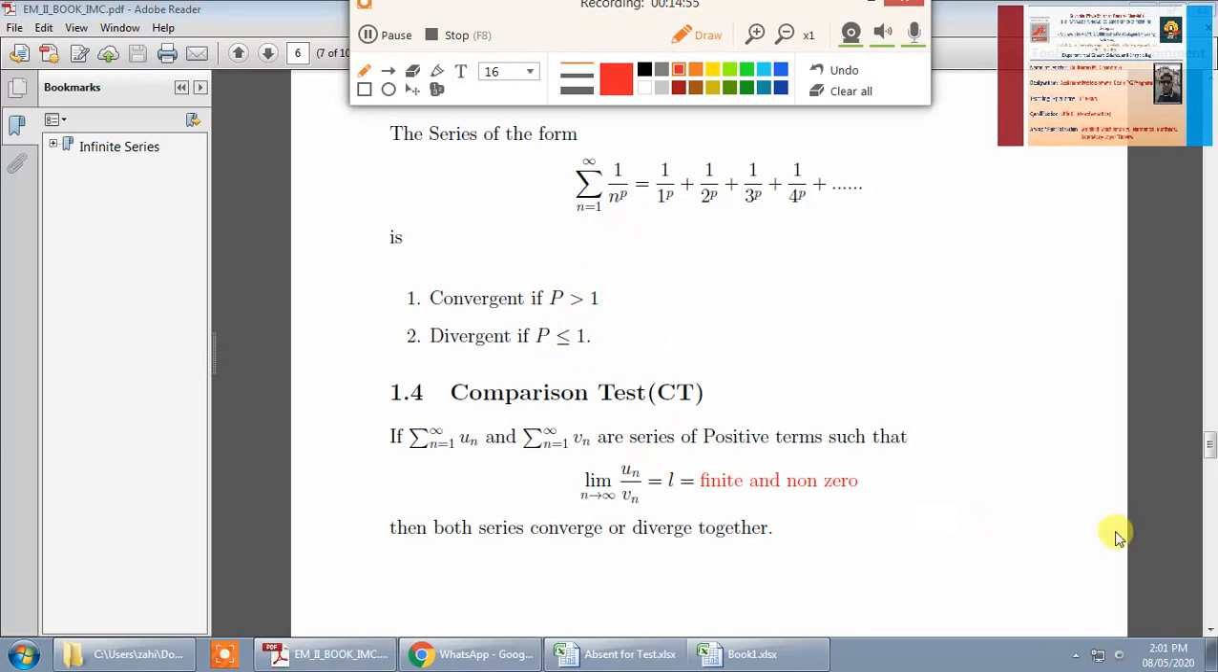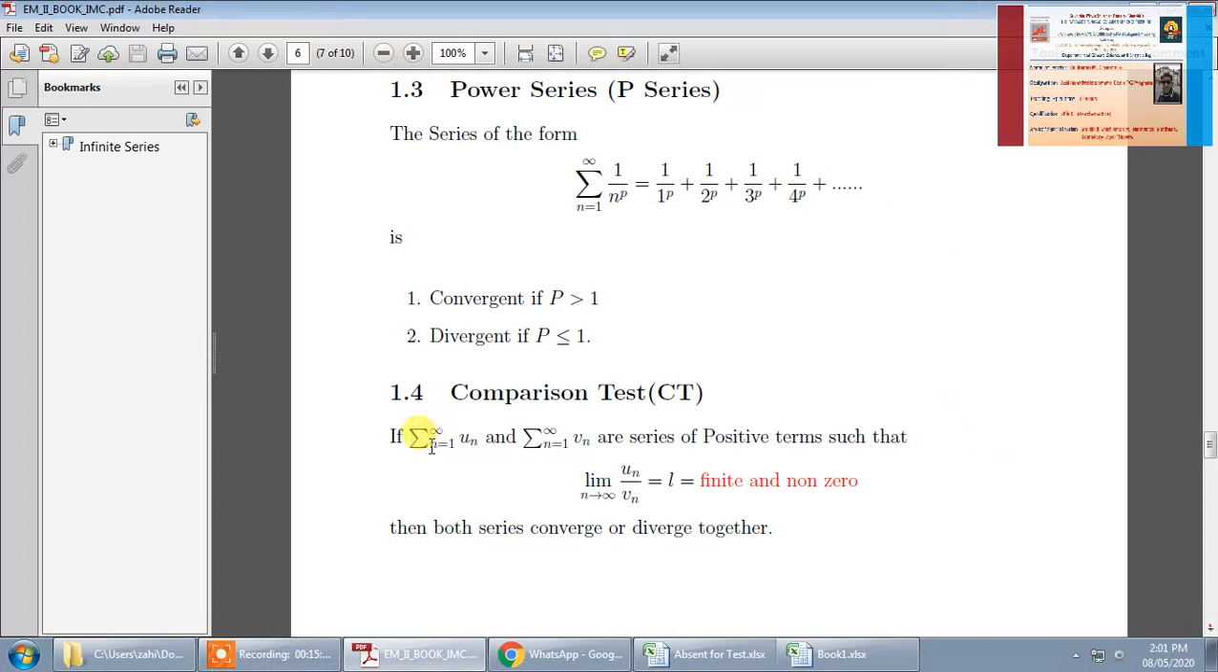Okay, now the next test is called the comparison test. Now see what the comparison test is. Suppose that you have two series. This comparison test contains two series. The first series is summation n from 1 to infinity u_n, and the second is also of the same type, but here in place of u_n we have v_n. Both are series of positive terms.